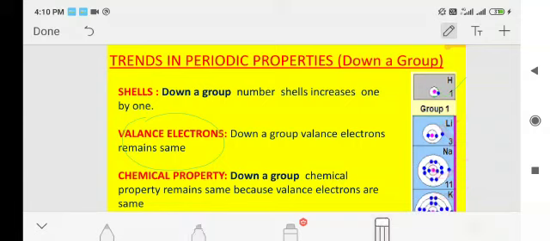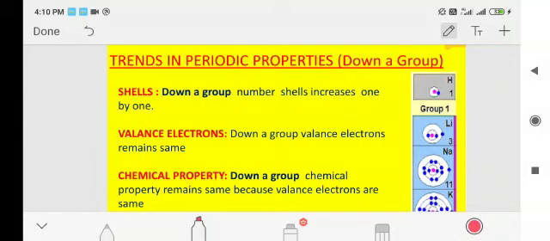For example, if you take the first group, all of the elements will have 1 valence electron, and if you take the second group, all the elements will have 2 valence electrons, and if you take the seventh group, that's halogens, all will have 7 valence electrons. So the number of valence electrons always remains the same while you move down in a group.